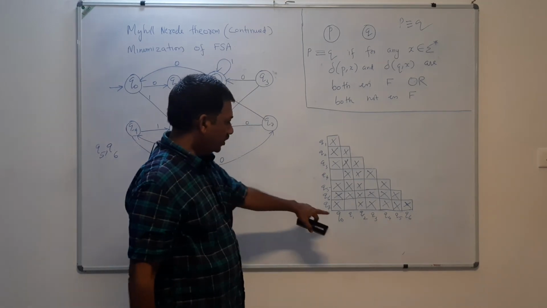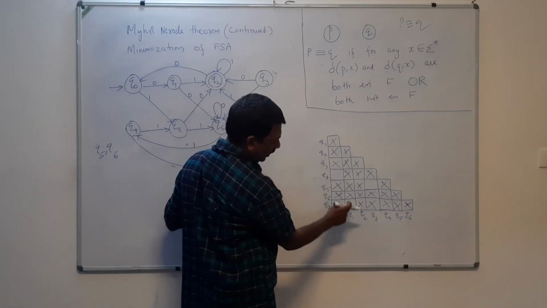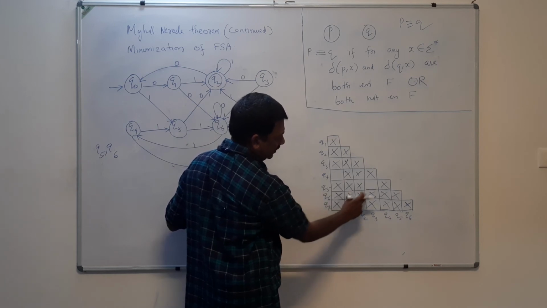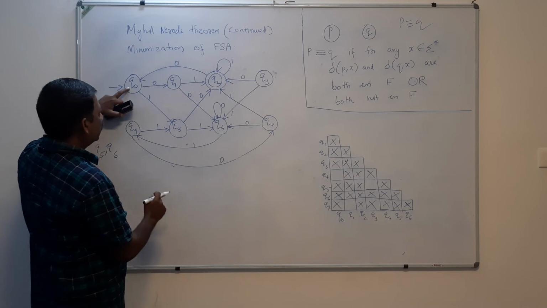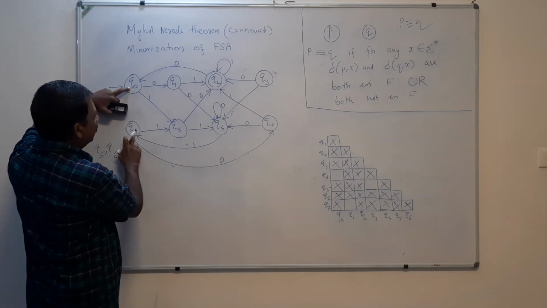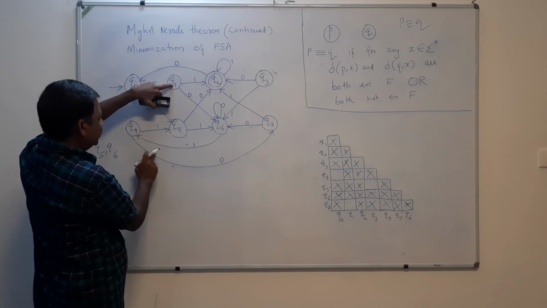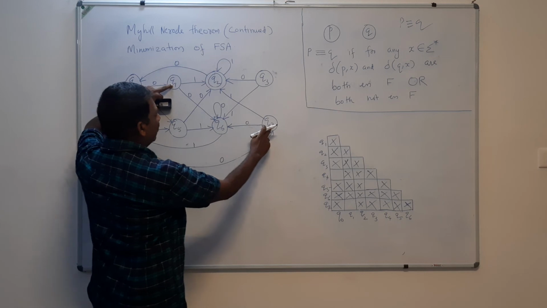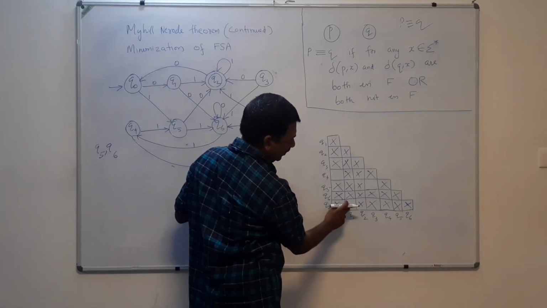Now, what about Q0 and Q4? Again, we are coming back to 3 entries which are not filled till now. Upon applying 0, what will happen? Q0 on 0, Q1, and Q4 on 0 is Q7. What about Q1, Q7? That entry is not filled.